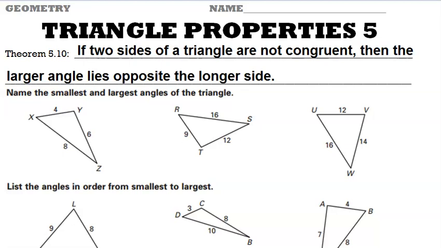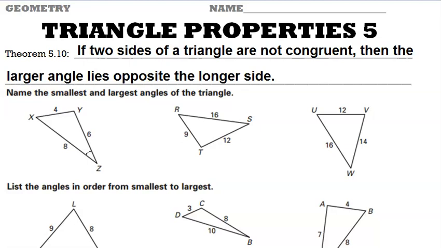Name the smallest and largest angles of the triangle. Now, you're probably looking at it, and the first thing that you're probably thinking is angle Z is the smallest. Guess what? You're right. This theorem is giving a reason why. The larger angle lies opposite the longer side.